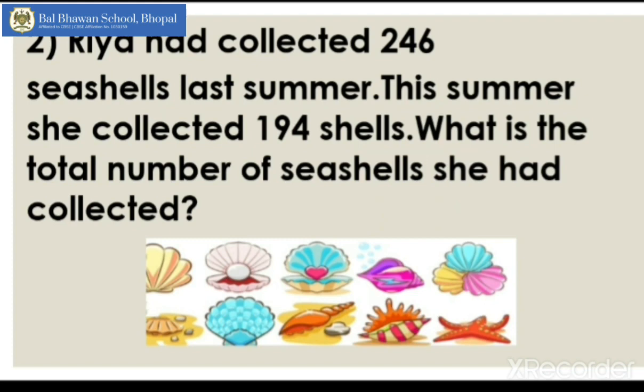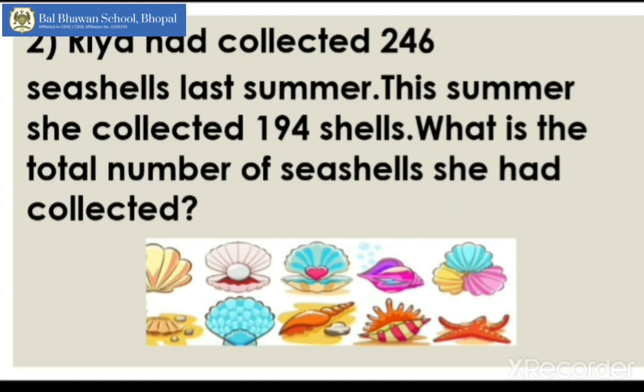So Ria had collected 246 seashells last summer. So this summer she collected 194 shells. So last year in the summer, she collected 246 seashells, and this year in summer, she collected 194 shells. So what is the total number of seashells she had collected? Again, the word total is there, so we'll add.